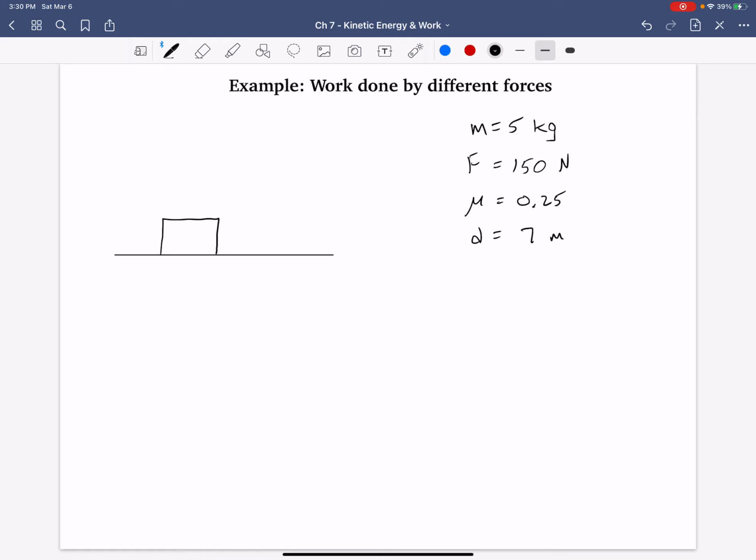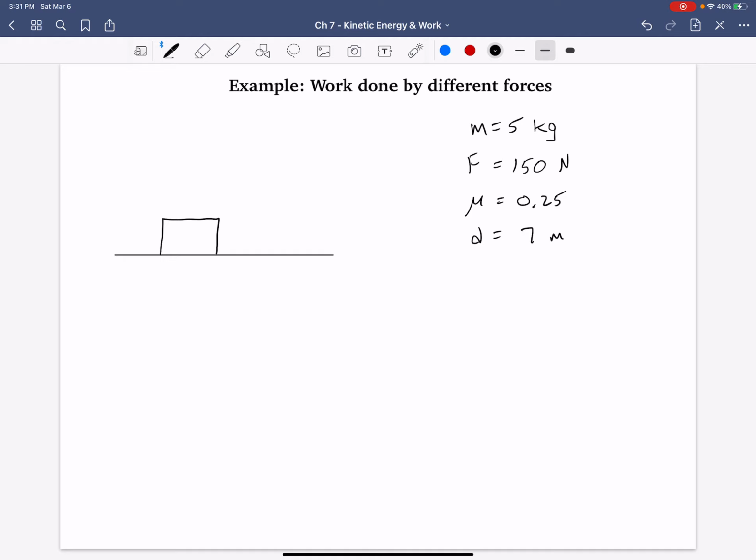All right, so in this example here, we're going back to that box on a horizontal surface, and we're going to calculate the work done by all forces that act on this box as it slides across the floor. Okay, so I've specified a couple values here. The mass of the box is 5 kilograms. There's an external applied force by whoever, right? There's an applied force of 150 newtons.